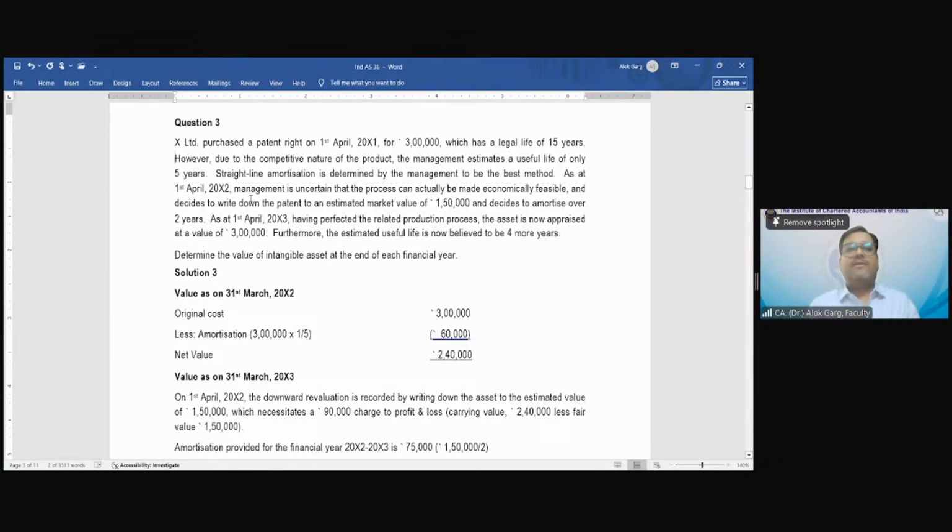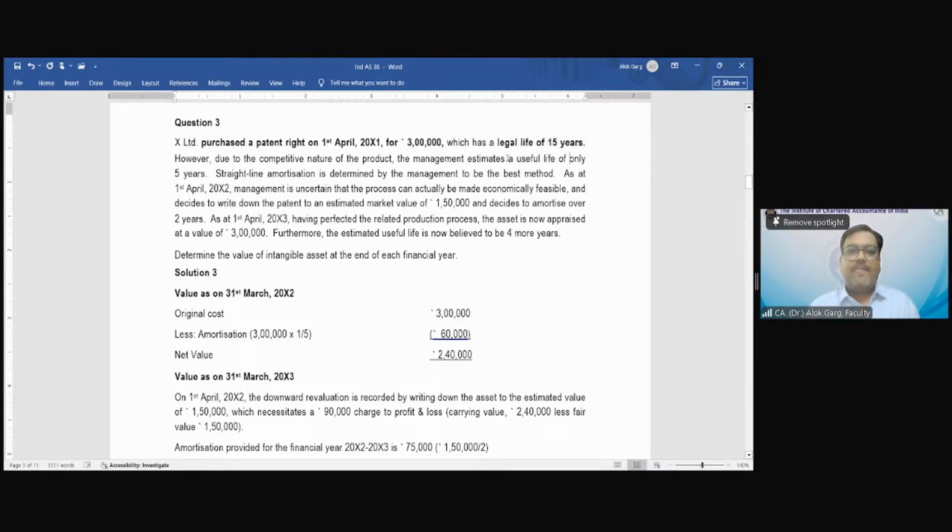Question number 3. X Limited purchased a patent right on 1st April 20X1 for 3 lakh, which has a legal life of 15 years. The cost is 3 lakh. What is the legal life of this patent? The legal life is 15 years.